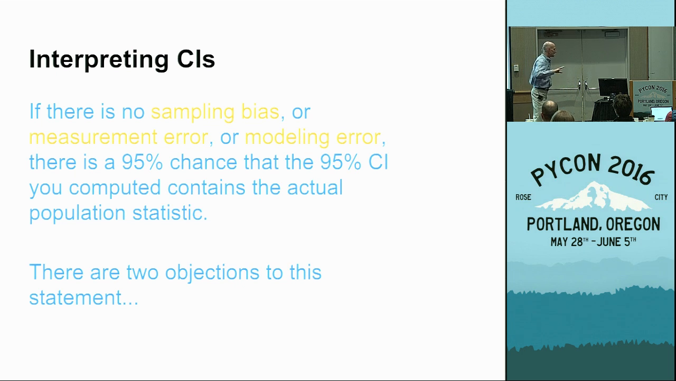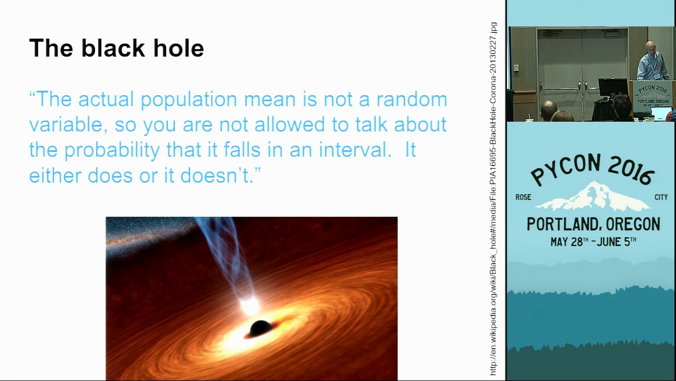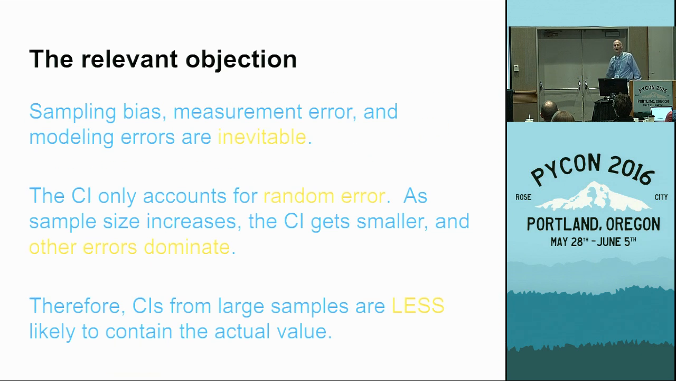Now, there are two problems with what I just said. One of them is the philosophical black hole about probability, which is that in classical statistics, at least the frequentist interpretation of classical statistics, you're not allowed to say that the population mean is a random quantity. The population mean is unknown, but not random, and so on. It all just goes into this huge black hole that is completely irrelevant to what I think is the real problem, which is that sampling bias and measurement error are pretty much inevitable in any real-world situation.